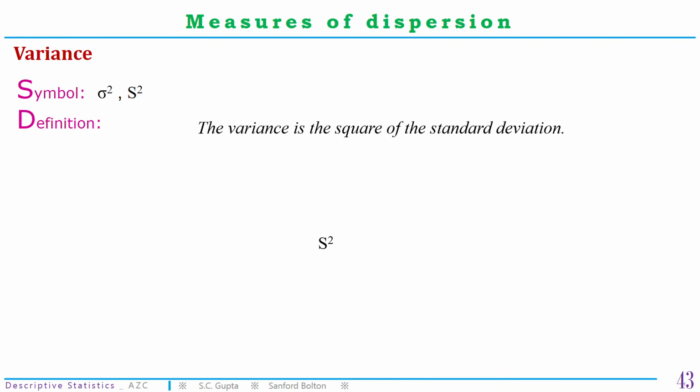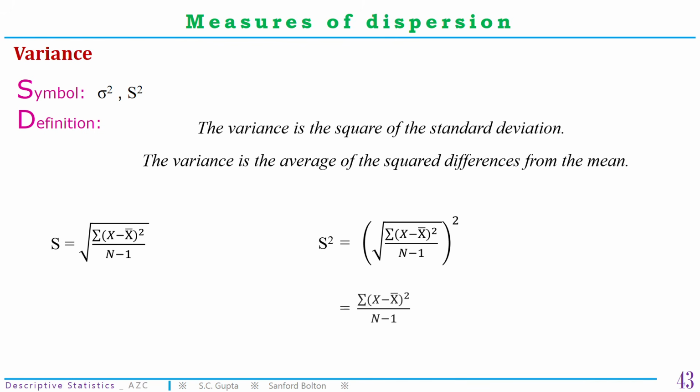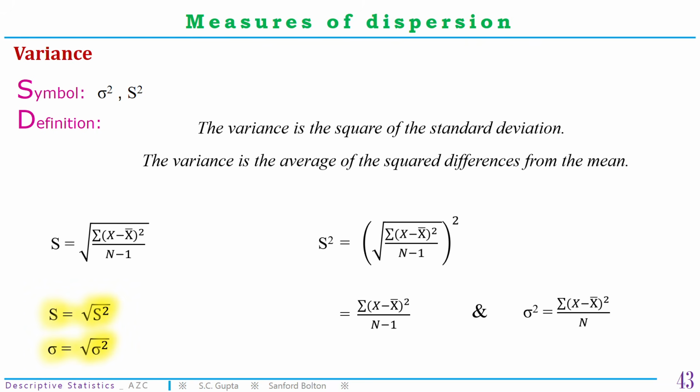The variance is the square of the standard deviation. The variance is the average of the squared differences from the mean. The equations of sample variance and population variance are given here. S square is for sample variance and sigma square is for population variance.